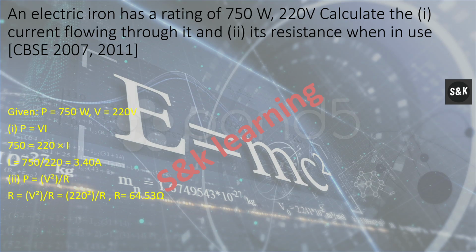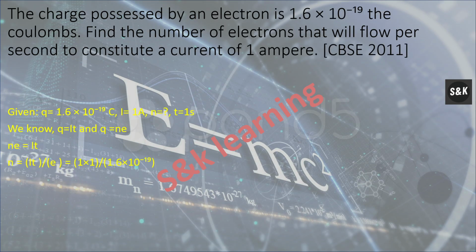An electric iron has a rating of 750 watt, 220 volt. Calculate the current flowing through it. So using the formula of power, P equals VI, putting the value we get 750 upon 220 equals 3.40 ampere, that is the current passing through it, and its resistance when in use. So its resistance is 64.53 ohm.